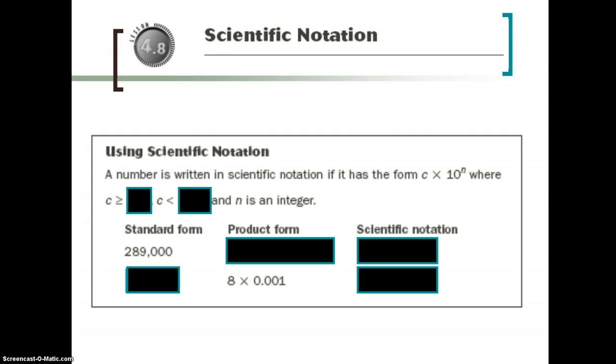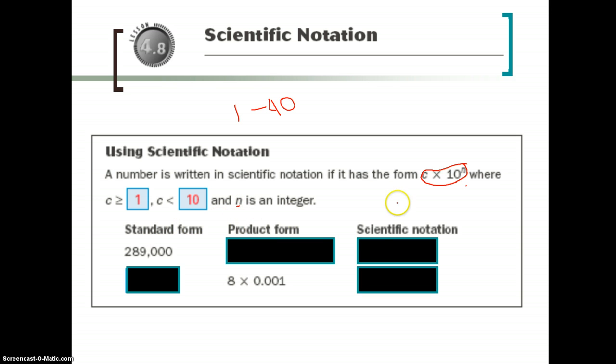A number is written in scientific notation if it has the form c times 10 to the nth power. C has to be greater than or equal to 1 but less than 10. It has to be between 1 and 10, so it could be 9.999, and so on. It cannot be 10, it has to be less than 10. N is an integer, positive or negative.